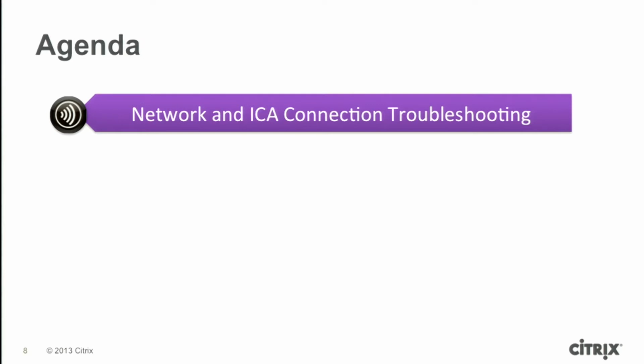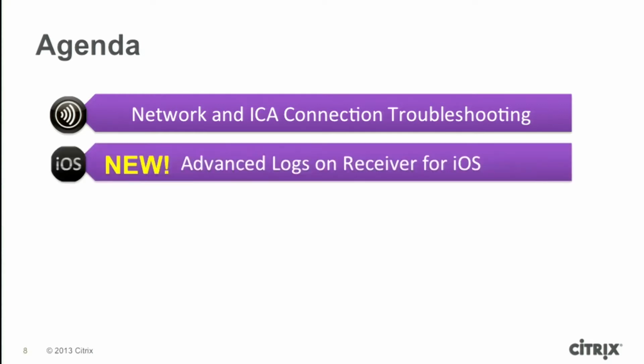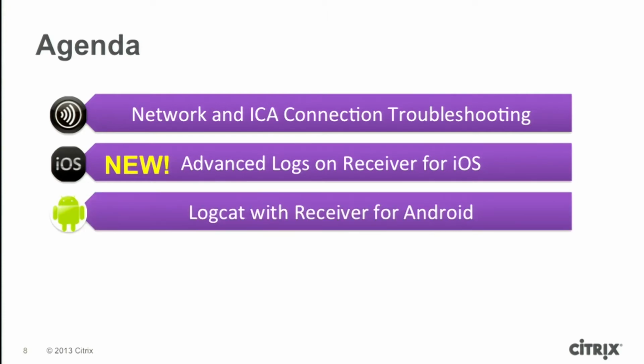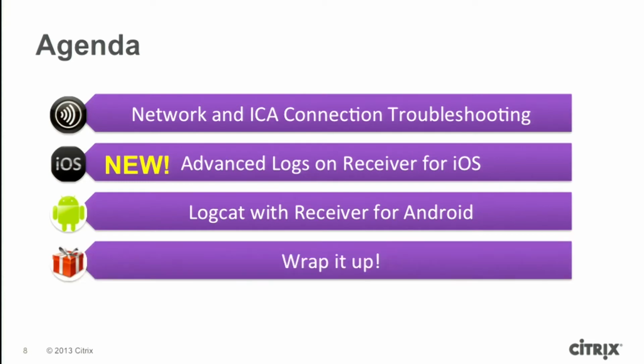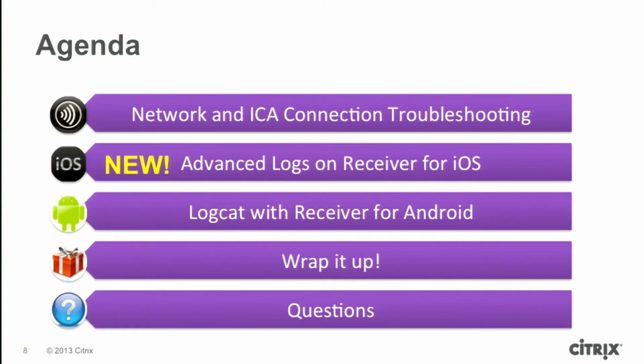As for an agenda today, I'll start with common network and ICA connection troubleshooting steps. This section can be applied to connections from any Citrix receiver. We'll look at network traces, event logs, and CDF tracing. In the next section, I'll dive right into the all-new advanced logs for the receiver for iOS. I'll show you how to enable, collect, and debug these logs. Then we'll do the same for logcat logging in the receiver for Android. I'll cover some supportability concerns for these receivers, and within each of these three sections, I have a couple case studies to show our steps at work. After that, I'll wrap it up and provide some references, and finally, I'll give you opportunities to ask questions at the end.